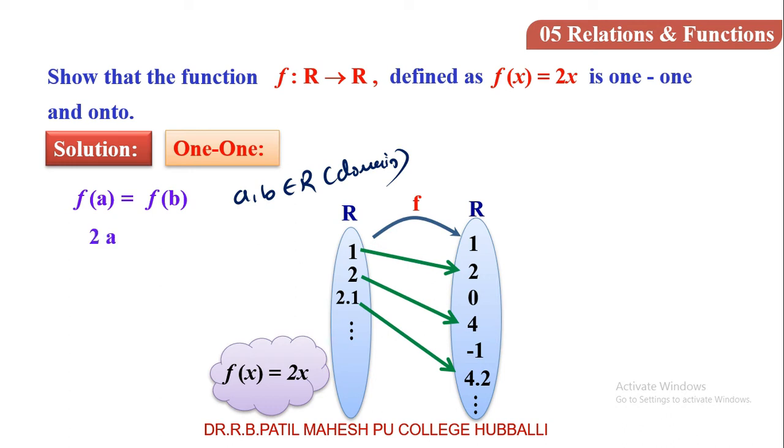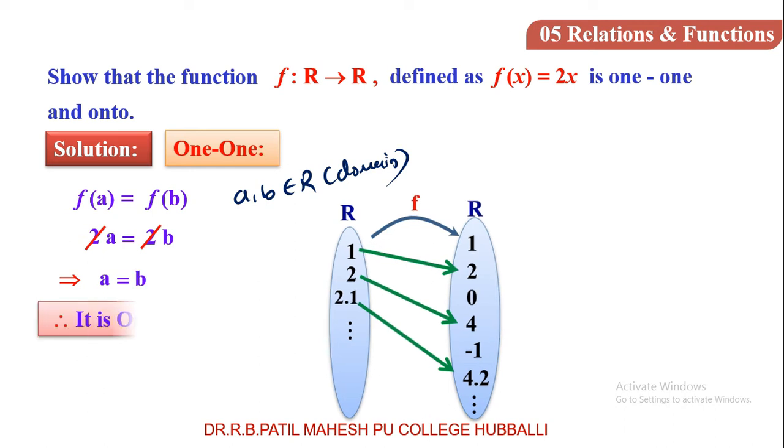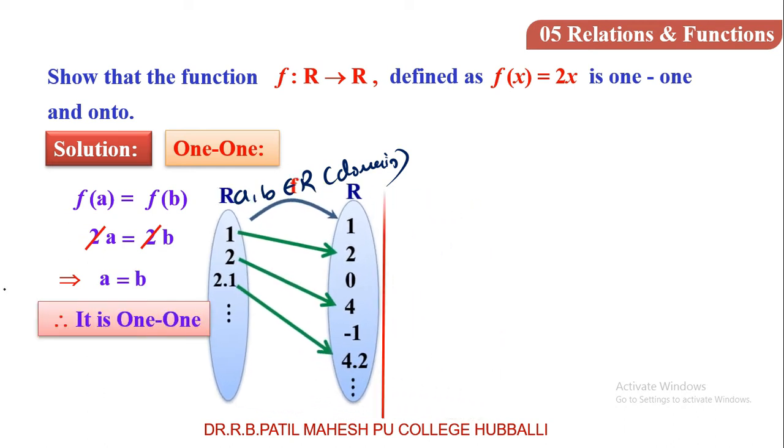f of a equal to 2a. f of b equal to 2b because f of x is 2x. So 2 and 2 cancel, a equal to b. Therefore, the function is 1-1 function. Here for elements a and b in the set of real numbers, that is domain, images are equal, elements are also equal. The function is 1-1 function.